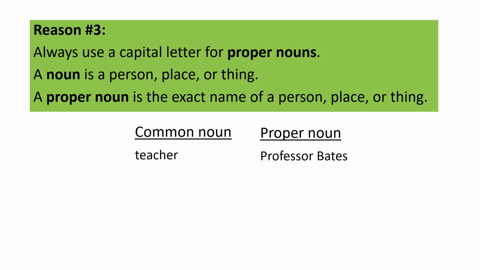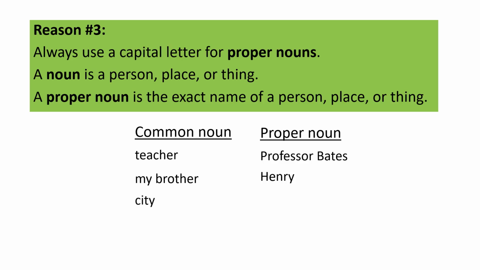But if I say the name of the teacher, like Professor Bates, this P and this B, because they're her name, they have to have a capital letter. Here's another example. My brother, that's a person, right? And you say, my brother is crazy. My brother's really nice. I know I'm talking about a person, but that's not his name. So that's a common noun. And then if I say his name, Henry, then that's a different situation. We need a capital letter for Henry.